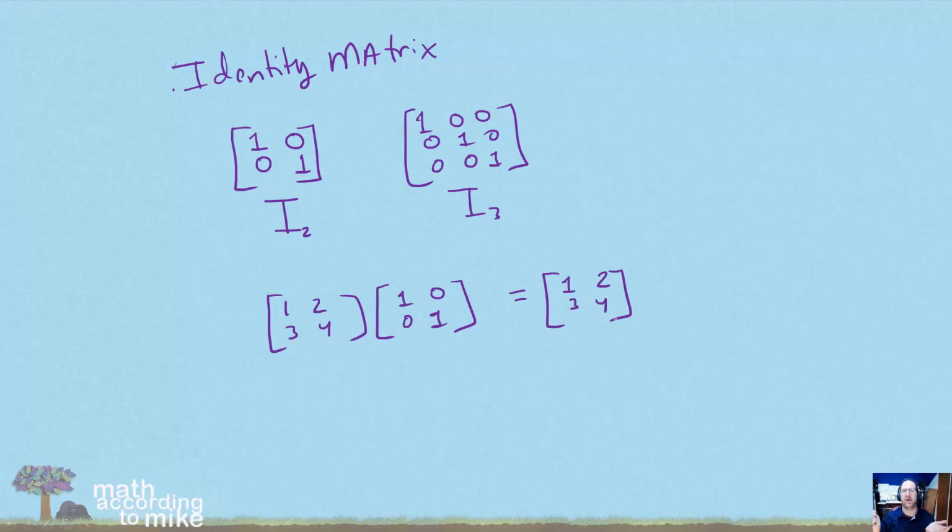So the reason I say it multiplies by 1 is 5 times 1 is 5. Same deal here. Any matrix times the identity matrix is that first matrix again. And this goes in either direction.